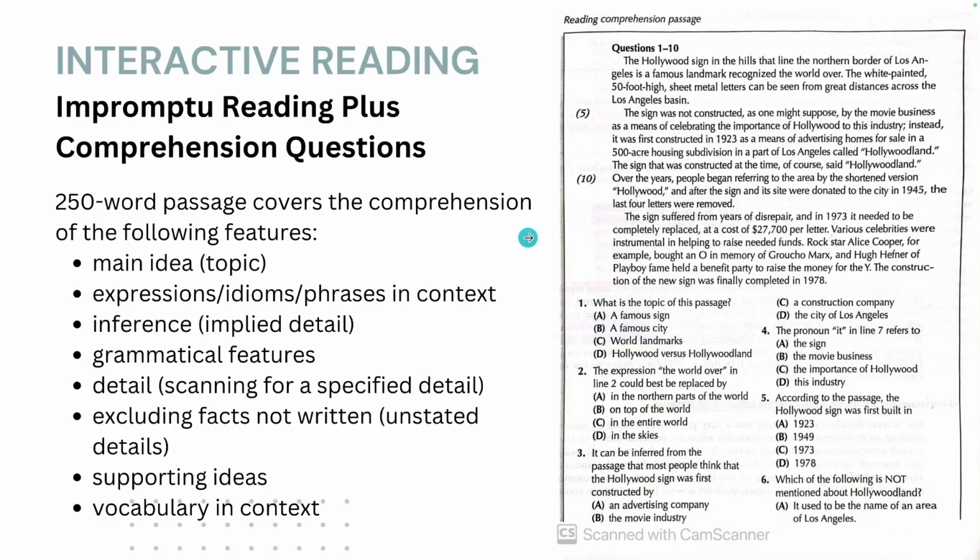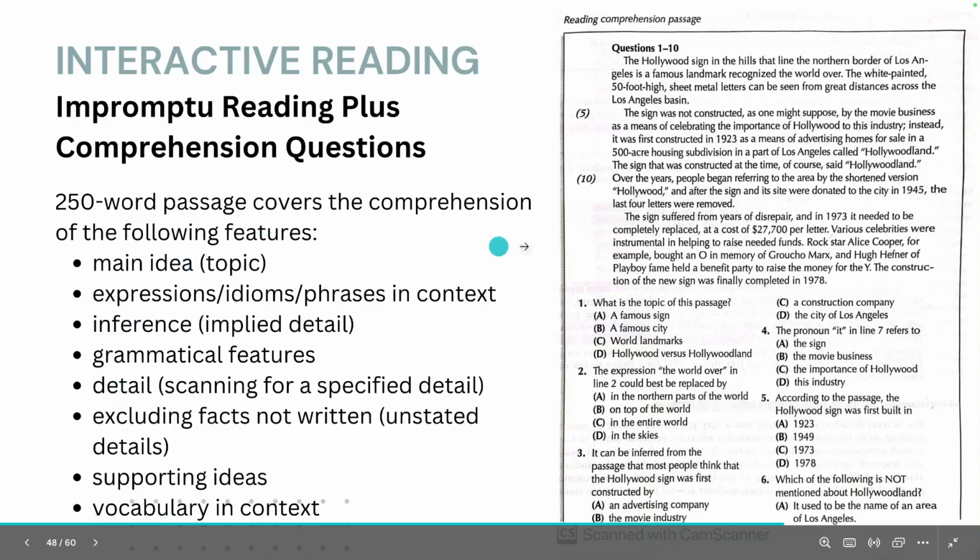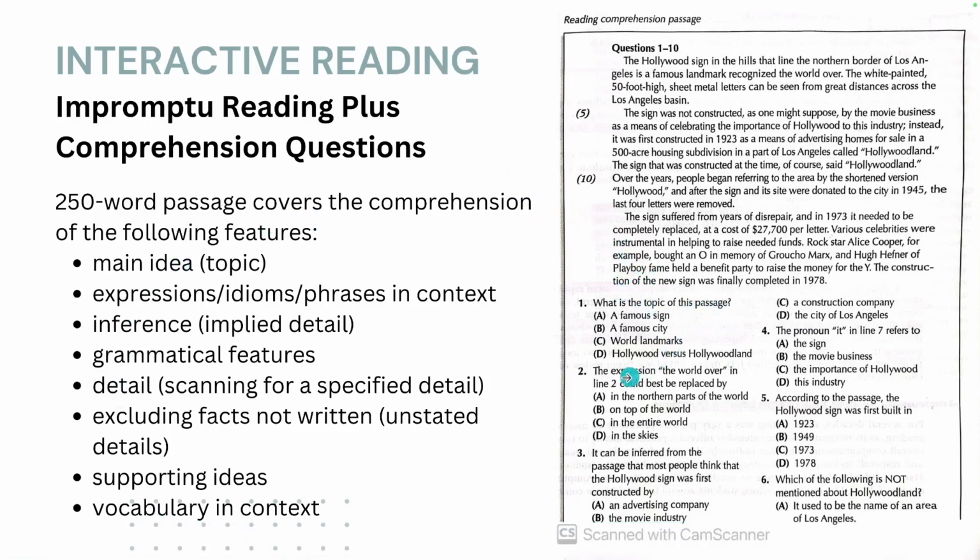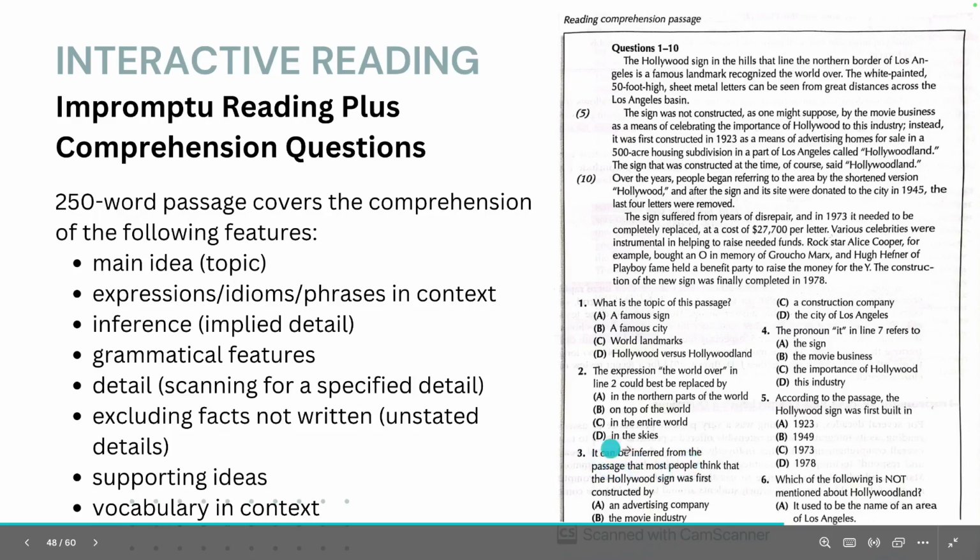Okay, let's move on. We're still in interactive reading, and now we can do impromptu reading plus comprehension questions. Remember, at the interactive level, now we're looking at top down, and you can ask students to give you a little bit longer type responses. Here is a 250 word passage, and it covers the comprehension of the following features. There's a lot of different things that you can assess here. So what is the topic? The expression world over could be replaced by, it can be inferred. So now we have reading comprehension.